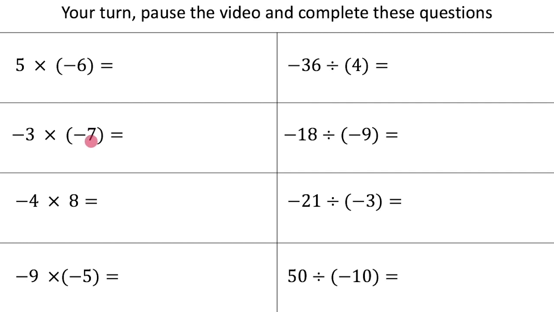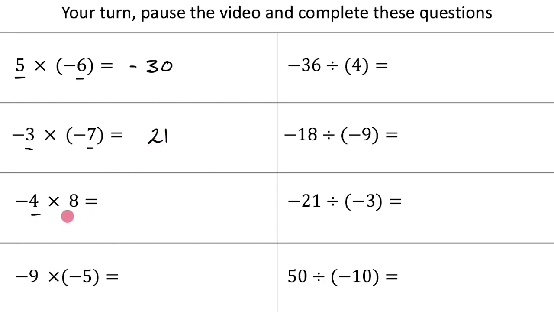So I'm going to show you how I like to answer these questions. So if I have 5 times negative 6, I'm just going to ignore that negative. I know that 5 times 6 is 30. And because I only have one negative, I know my answer is going to be negative. Next, I have negative 3 times negative 7. I know that's 21. Because I have two negatives, I know my answer is going to be positive, so I'm going to leave it like that.